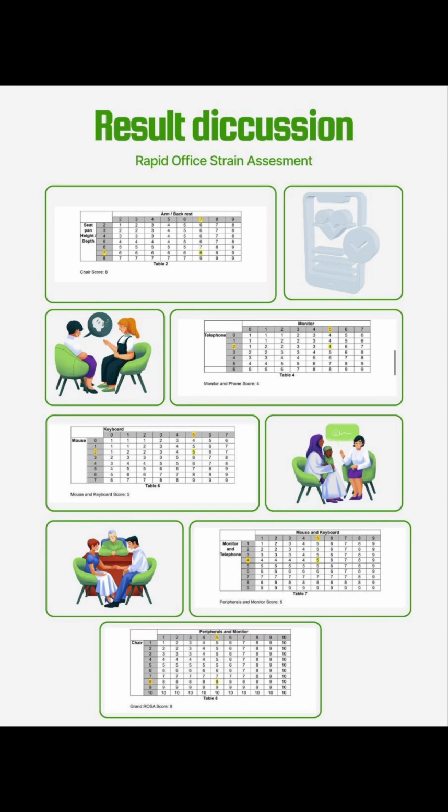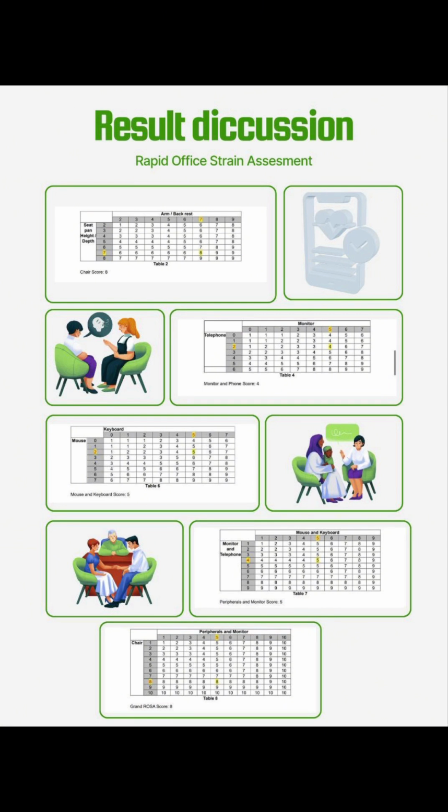The first component assessed was the chair, specifically the seat pan, height, and depth. The chair score was 8, indicating a high ergonomic risk. This suggests that Mr. Kamal's seating arrangement may contribute to discomfort or musculoskeletal strain, particularly due to inadequate support or improper adjustment.